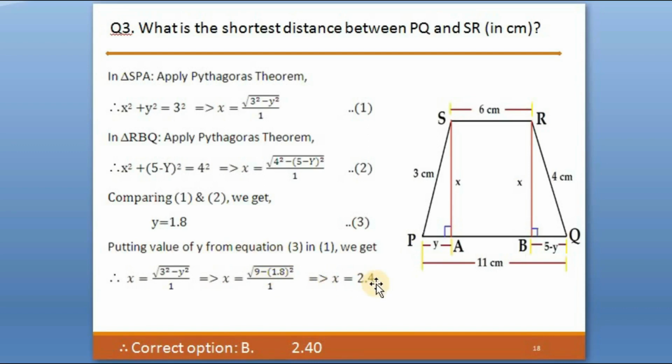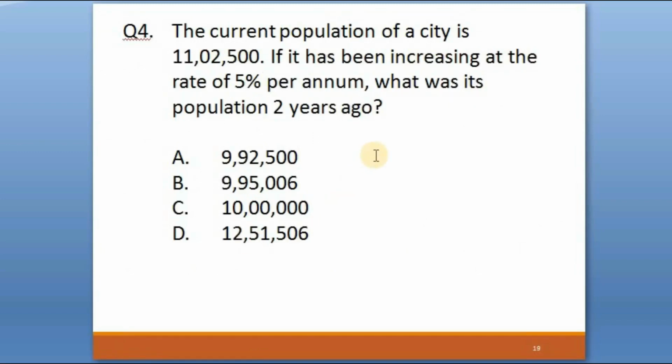So out of the given options, option B, that is 2.4, is the correct answer, right? Now let's move to the next question. The current population of a city is 11,02,500. If it has been increasing at the rate of 5% per annum, what was its population 2 years ago?